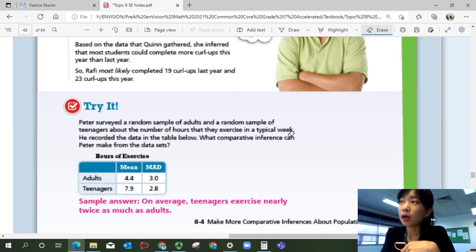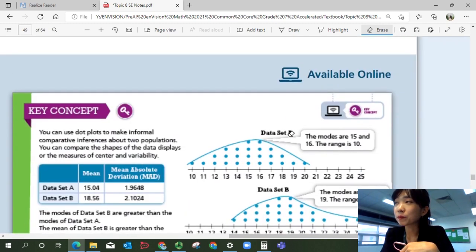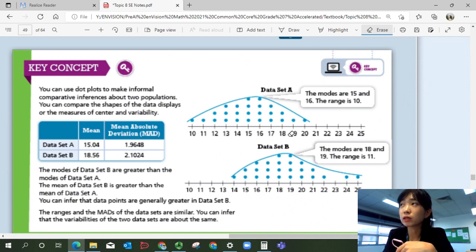Okay, and that is it for this lesson. Let's summarize our key concepts. So you can use dot plots to make informal comparative inferences about two populations, but dot plots are only accurate when you do not have outliers. You can compare the shapes of data it displays or the measures of center and variability when using dot plots.